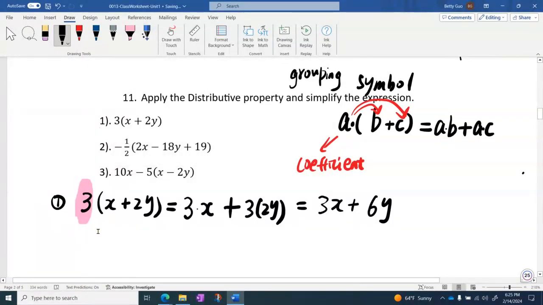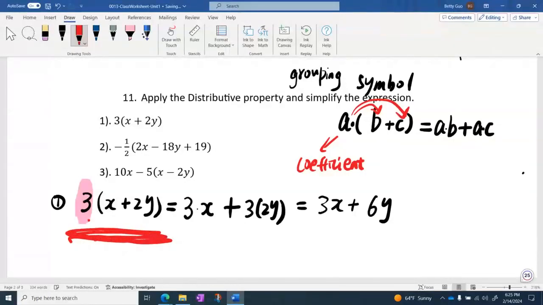It's pretty straightforward, the first question, because this expression simply means triple the group. When you triple the group, it actually means triple each member. The group consists of two terms, so it's equivalent to tripling each member. So when you triple x, you have 3x. When you triple 2y, you have 6y. That's the reason the result is 3x plus 6y.